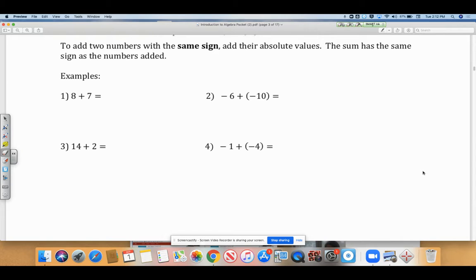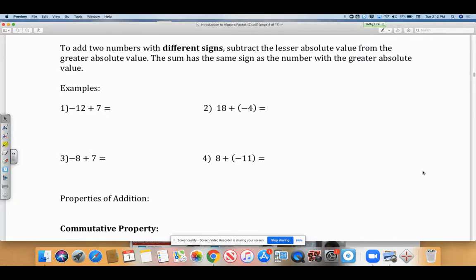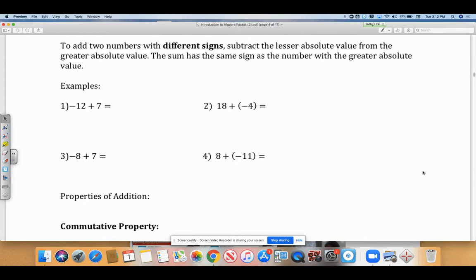So then if we change up the types of problems that we have, we might have some different rules. If we add two numbers with different signs, the rules change. Now, the rules are just going to get a little bit tricky, so we have to either understand this method or understand the number line method. Here's this crazy rule. To add two numbers with different signs, subtract the lesser absolute value from the greater absolute value. The sum has the same sign as the number with the greater absolute value. That's a lot. Basically, what you do is you subtract these two numbers if they have different signs.